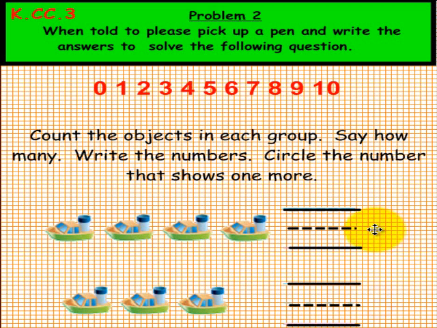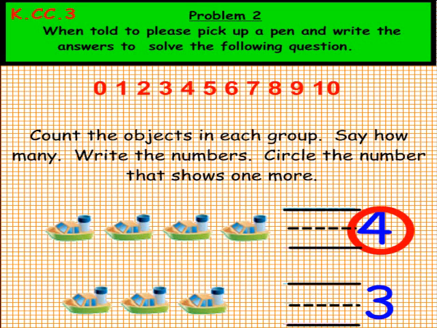Okay, here's what we have. 4. We have 1, 2, 3, 4 boats. And over here we have 1, 2, 3 boats. So if your answers match ours, that is good in counting. Now, this one is one more. We have one more boat. So you should have circled it. If your answers are like ours, that is amazing.